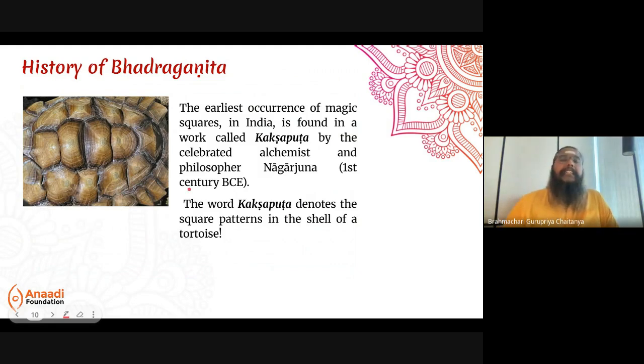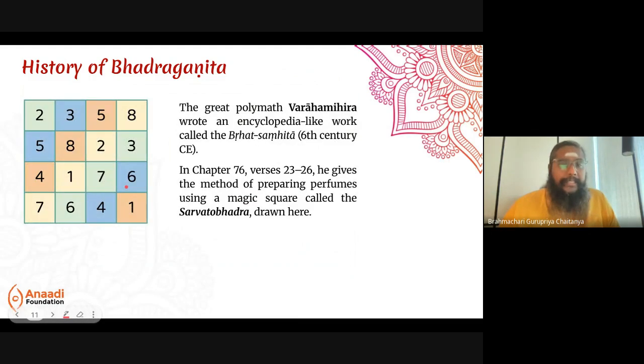The earliest occurrence of magic squares when it comes to India is found in a word called Kakshaphuta. Kakshaphuta means the squares on the shell of a tortoise. It is by the celebrated alchemist and philosopher Nagarjuna of the Jaina Sampradaya. So, in fact, one particular magic square is called Nagarjuniyam in itself. The word Kakshaphuta denotes the square patterns, as I said, on the tortoise shells.